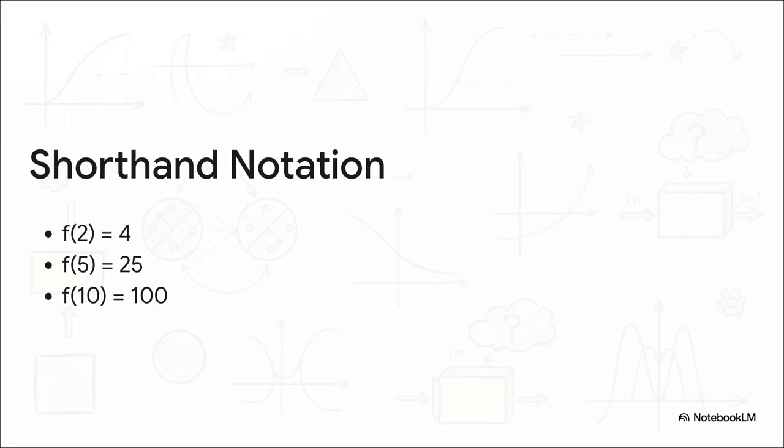Let's see how this builds into real practical application. Actually, evaluating the function is incredibly simple. If our function returns the square of the input, well then f of 2 equals 4, f of 5 equals 25, f of 10 equals 100. It's just a really elegant, clean way of showing exactly what went into the machine and exactly what came out.